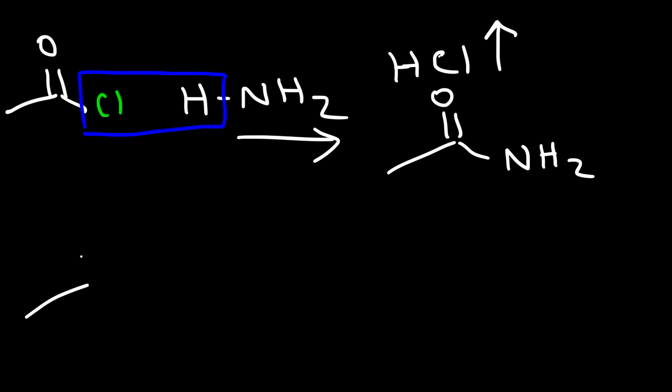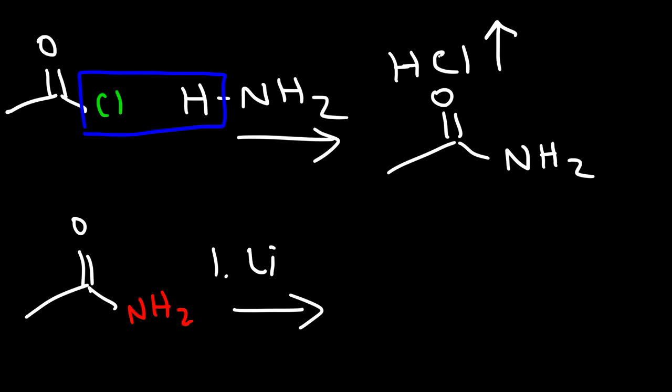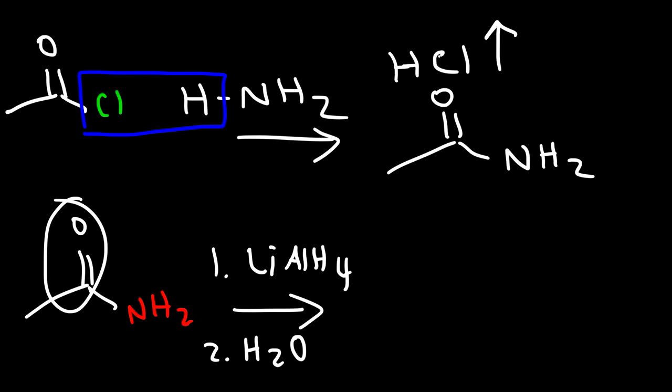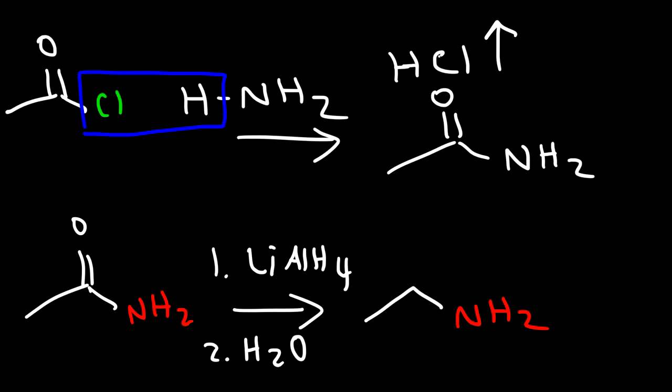Now, once we have the amide, we could reduce this into an amine. And so what we need to use at this point is lithium aluminum hydride followed by H2O. And so what's going to happen is the carbonyl group is going to be reduced to a CH2 group, converting the amide into an amine. So that's another way in which we can make amines. So this process is called acylation reduction.